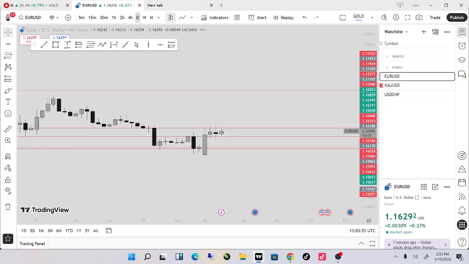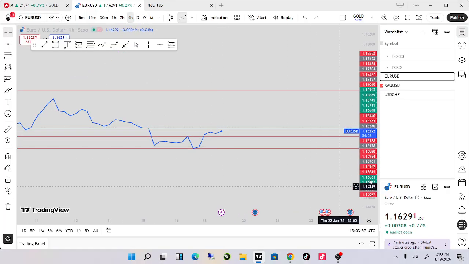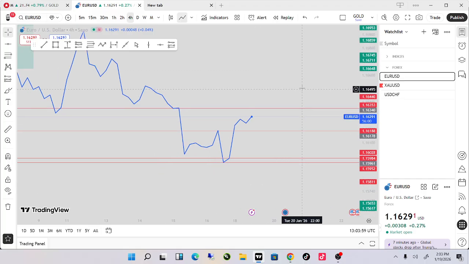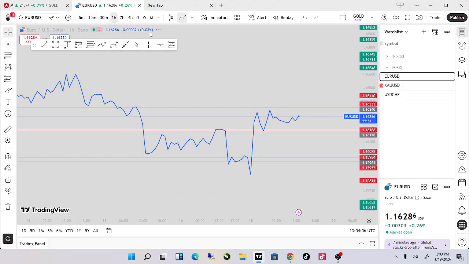Now we use more of our line charts to get more confirmation. The 4 hours has broken structure, so that's a very great confluence, and it is giving us the idea that we should buy. So this is the key level I'm going to be entering from. On the 1 hour, we can also see that it broke structure around here too as well.